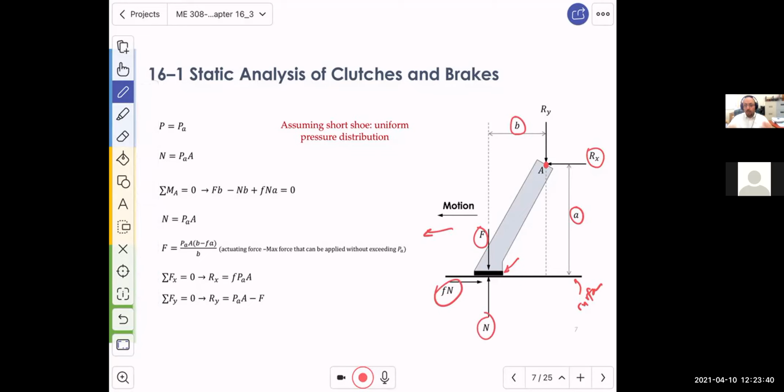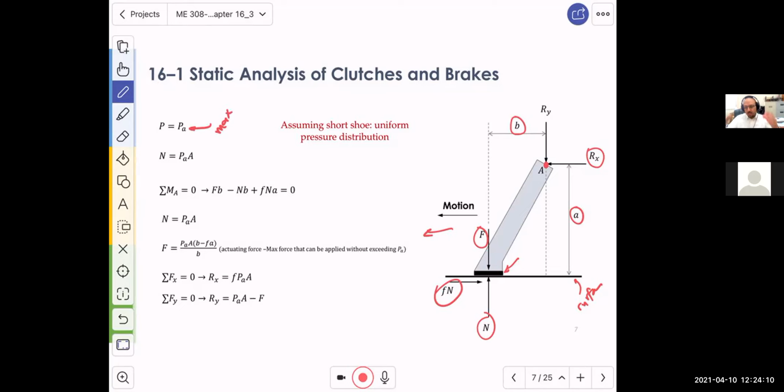Now, we will make an assumption, first, that the shoe is small, or short, and for that the pressure is uniform. Okay, and then we will assume that the pressure which is generated is equal to PA. What is PA? PA is the maximum pressure. What is the maximum pressure?